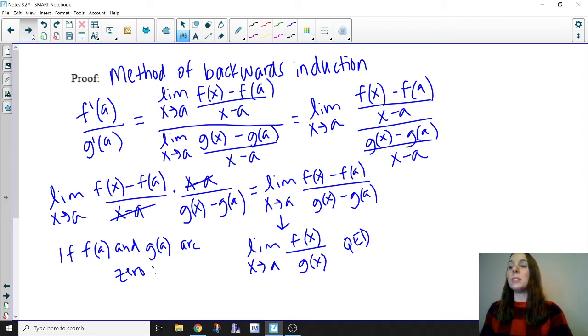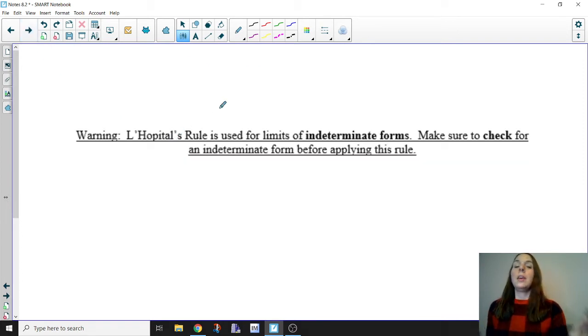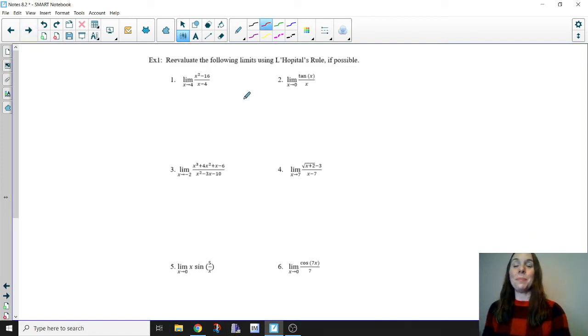Okay, so now that we've proved it, let's use it. Now, I want to warn you, L'Hopital's Rule can only be used for limits of indeterminate forms, and really, we only proved in the proof that we did that it can be used for an indeterminate form of 0 over 0. So please make sure to check for that indeterminate form before applying this rule. Okay, now the fun begins. Let's evaluate each of the limits that we already did in our warm-up. Try these exercises, but now for most of them, we will use L'Hopital's Rule. I have to warn you, not all of them though.